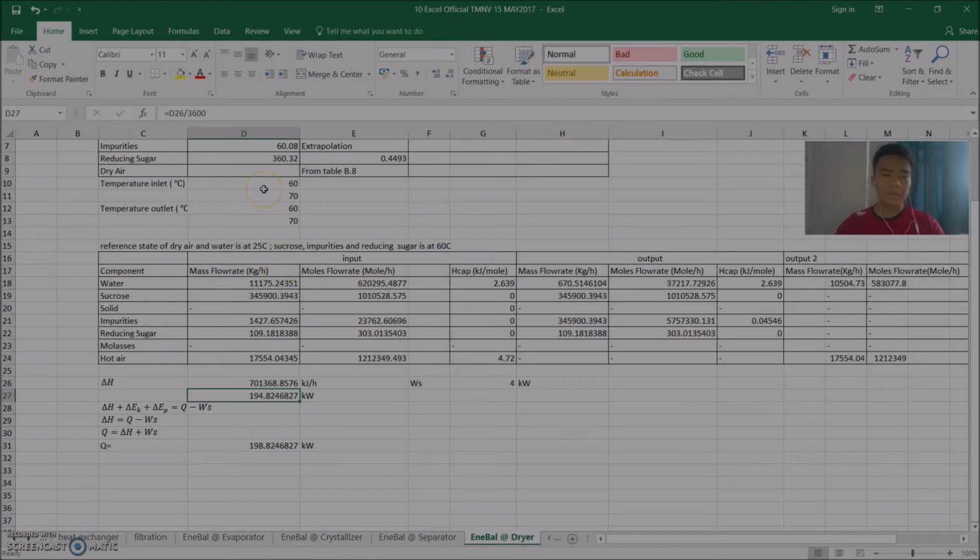Lastly is the dryer. As you can see here, the temperature of the first inlet stream is 60 and the second inlet stream is 70. The outlet temperature of the first stream is 60 degrees Celsius, and the second outlet stream is 60 degrees Celsius. First we set the reference state of dry air and water at 25 degrees Celsius, while sucrose, impurities and reducing sugar are at 60 degrees Celsius. First we calculate the delta H, where we get 194.824687 kilowatts. In order to calculate the Q, we add the delta H to the shaft work, where we get the final value of 198.824687 kilowatts. So that's all from me.